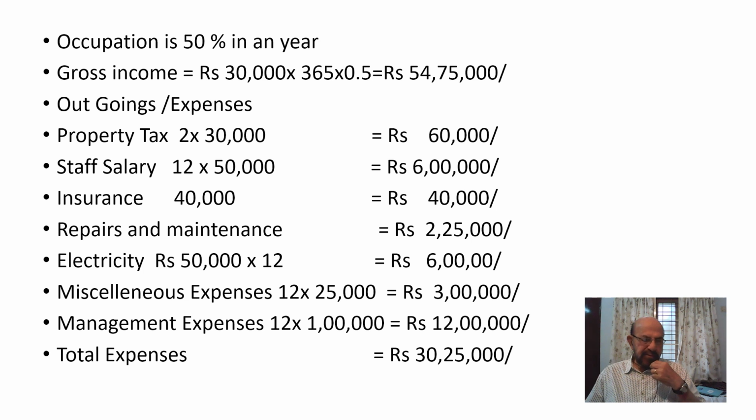Outgoing expenses: property tax 2 into 30,000 is 60,000, staff salary 6 lakhs, insurance 40,000, repairs and maintenance 2 lakhs 25,000, electricity 6 lakhs, miscellaneous expenses 12 into 25,000 is equal to 3 lakhs, management expenses 12 into 1 lakh is equal to rupees 12 lakhs. Total expenses is equal to 30 lakhs 25,000.